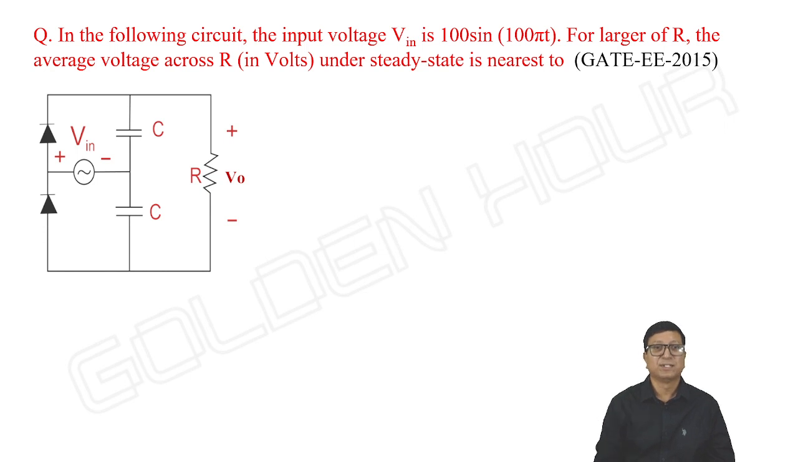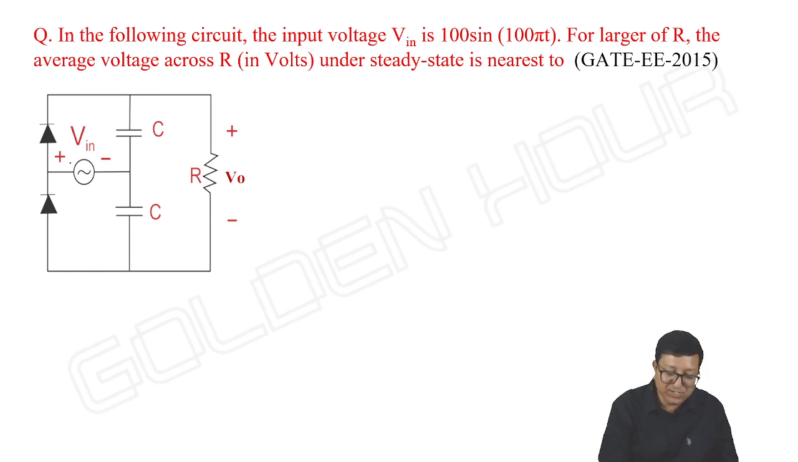Look at this question. In the following circuit, the input voltage Vi is 100 sin 100 pi t. For large R, the average voltage across R in volts under steady state is nearest to which value? Right, without this we have seen. And what about this circuit? It is a voltage doubler only.